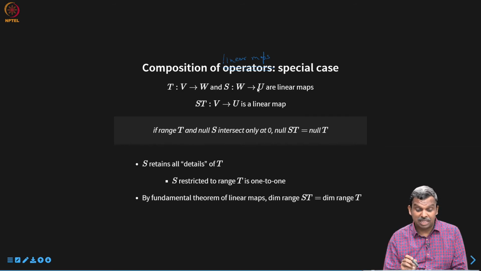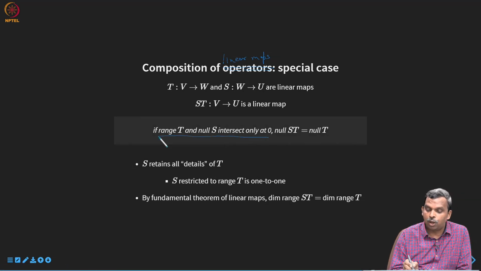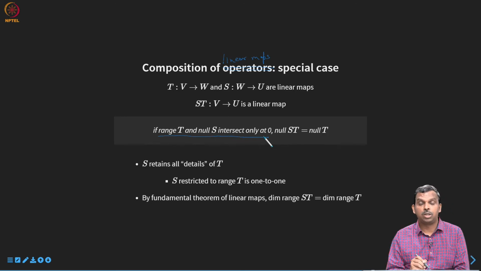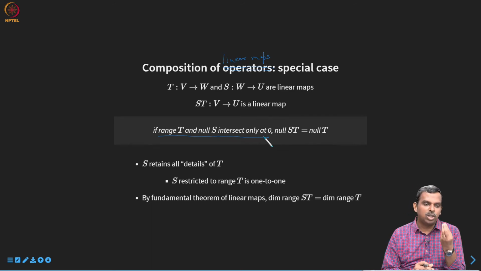So anyway, what is this special case? A very special situation is when the range of T and the null of S do not intersect. In the previous picture we saw that the range of T and the null of S intersected in a big way. The special case is when they intersect only at 0, so they are mostly disjoint except for that 0. In that case, null of ST equals null of T. There is nothing else. NW is only 0. The only way you go to 0 in U through S is through that 0 in W. There is nothing else in W which can take you to 0 in U. So you had better be in the null space of T. That happens when that intersection is 0.